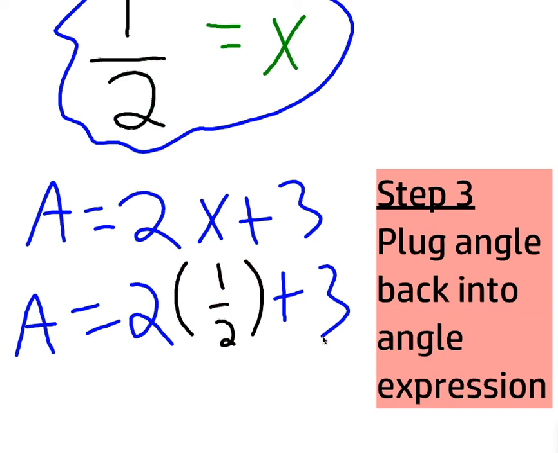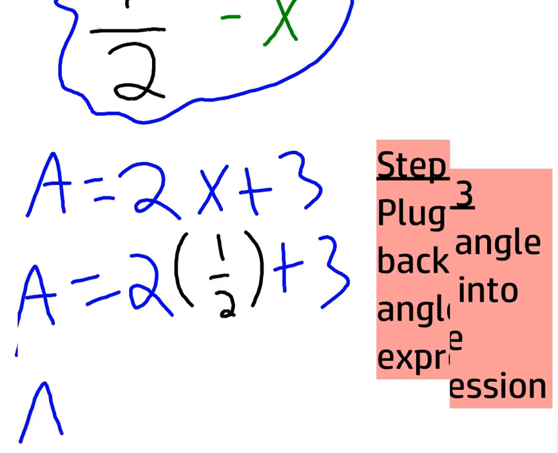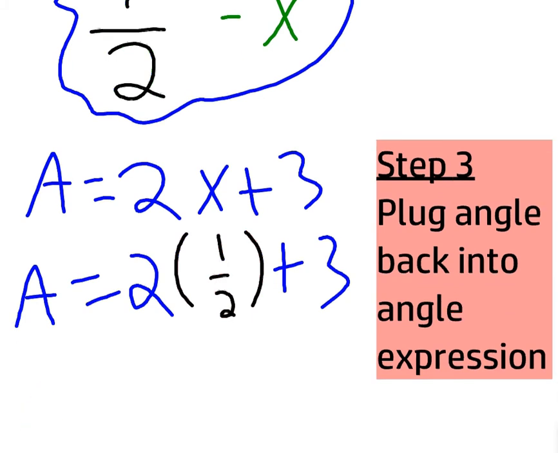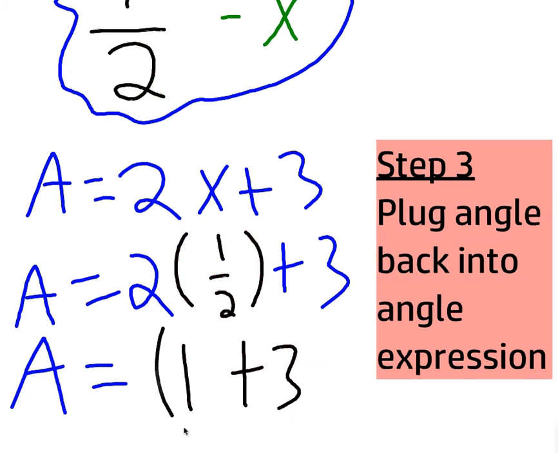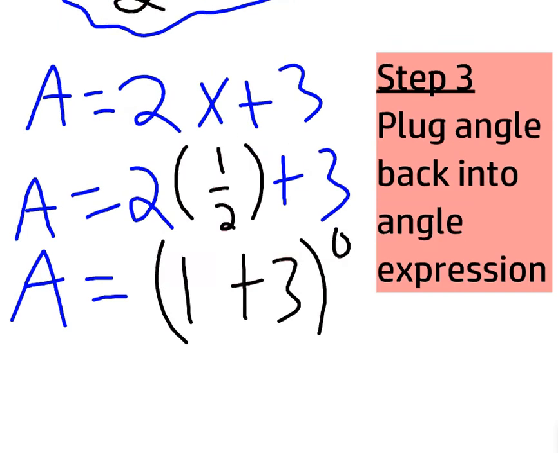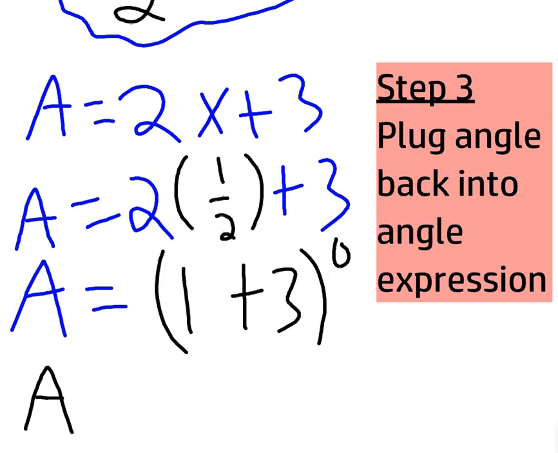And normally you're not going to get this small of an angle. Of course it exists, right? I mean, 4-degree angles are very small, but they do exist. What would you do from here? What's 2 times 1/2? 1 plus 3. And, of course, it's in degrees. Make sure you have your units. Final answer, what's the measure of angle A? 4 degrees.